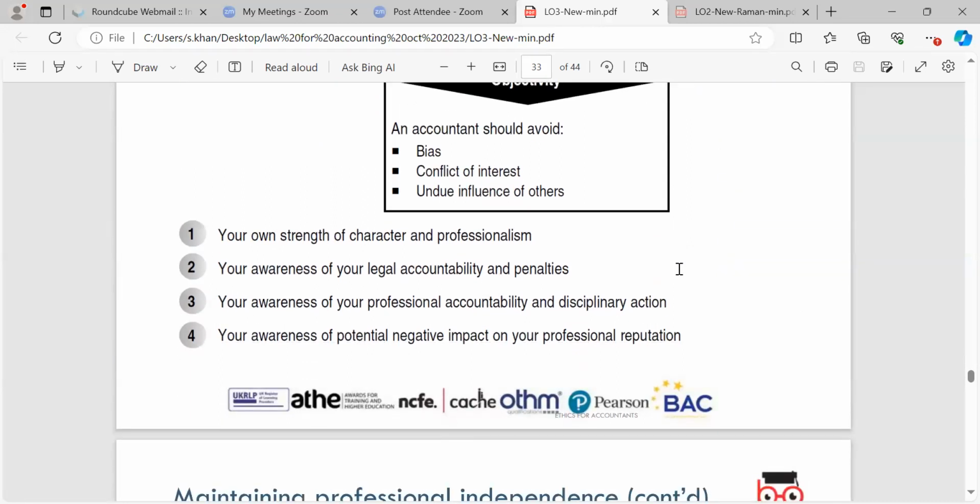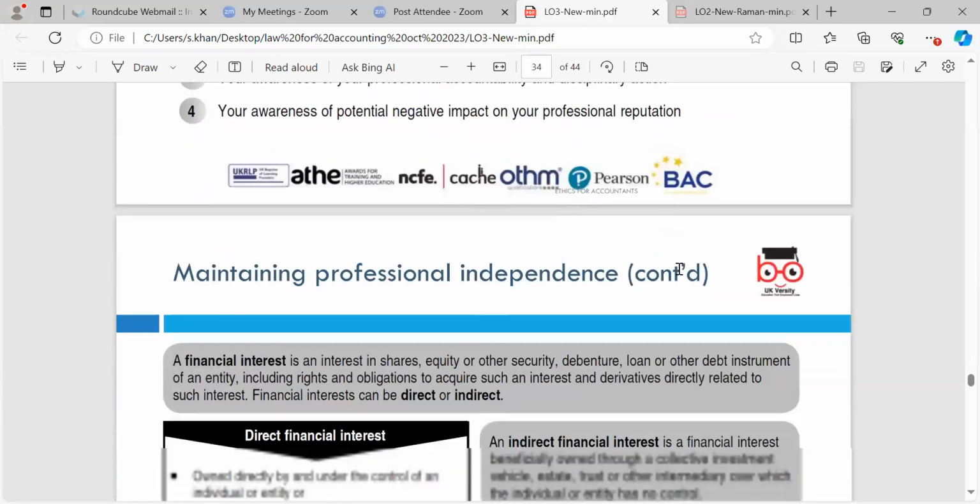So, your own strength of character and professionalism, your awareness of legal accountability and penalties, your awareness of professional accountability and disciplinary action, and your awareness of the potential negative impact on your professional reputation.